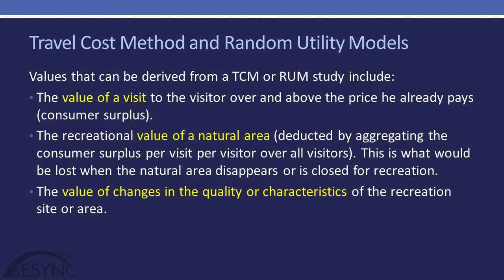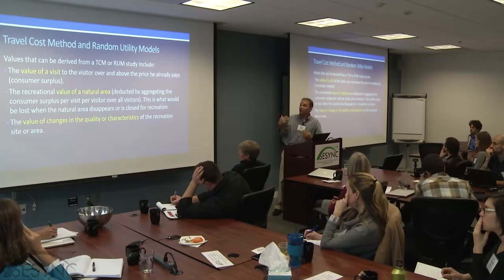What can we derive from a travel cost study or random utility model study? The value of a visit, the value of an entire area, right? If an area is going to be closed for water quality reasons or fish advisory reasons, or even inundation.